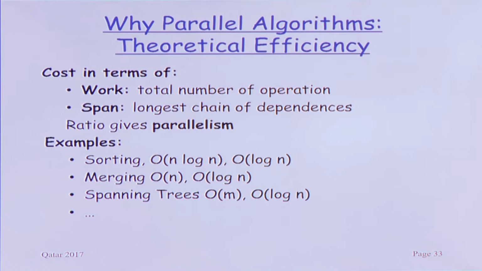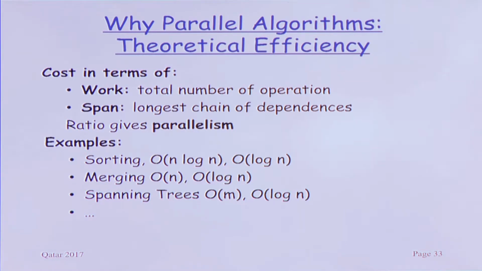Okay, so it's quite easy to analyze these costs. The work is always exactly the same as the sequential work. So n log n is the time to sort. Merging takes linear time. Spanning tree takes m time, for example. But then you've got this extra cost here, which is the span, which gives you a sense of how parallel. If this is logarithmic, if the chain of dependencies is small, then that tells you it's an efficient parallel algorithm. I'm not going to go into detail, but the idea is that there is a nice theoretical cost model that you can use to analyze and compare algorithms.